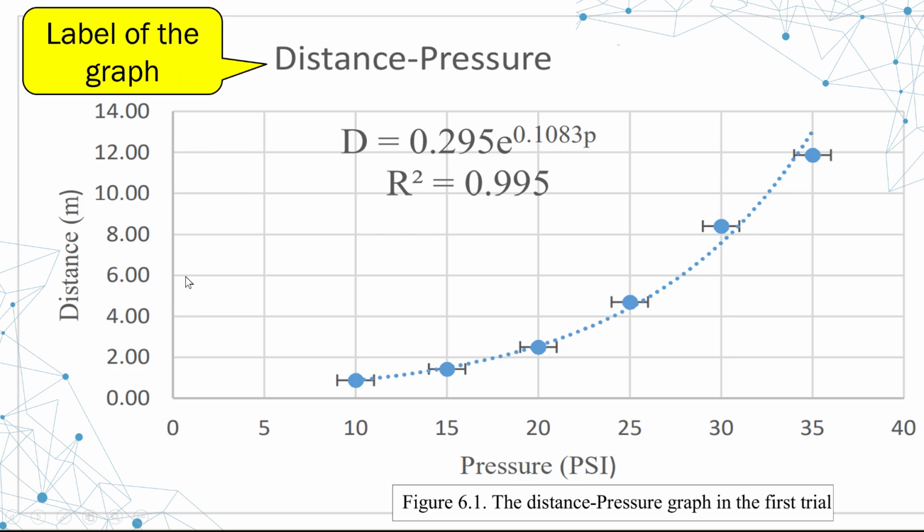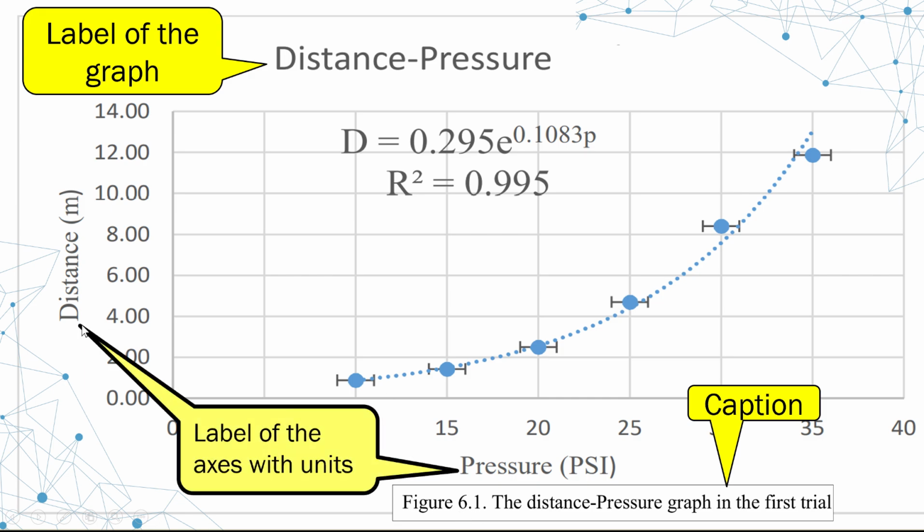Which type of graph is it? It is distance versus pressure. The other is the caption. Give a caption for that, and the caption must have an address. You may refer back to this specific figure or graph, so it must have an address. The distance pressure graph in the first trial, rather than the distance pressure in general. Here it is for the first trial, and also the number, the specific address for this figure, 6.1.